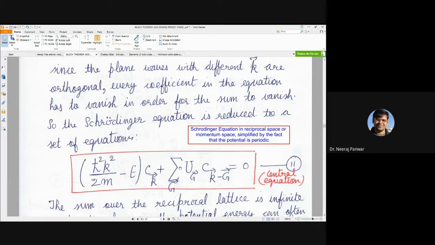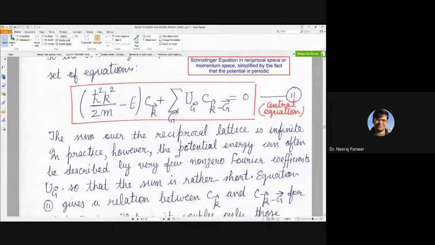So this means that if we take an infinite number of reciprocal lattice vectors, we can expand this equation into an infinite number of equations. So this is not going to help. How can we solve an infinite number of equations? Because summation over g means from minus infinity to plus infinity.